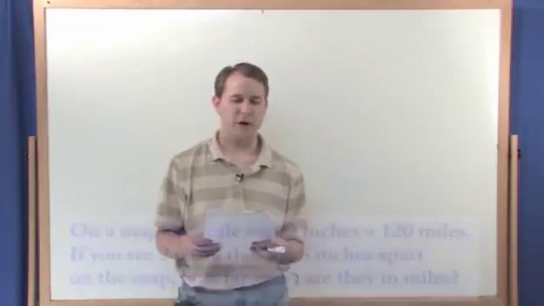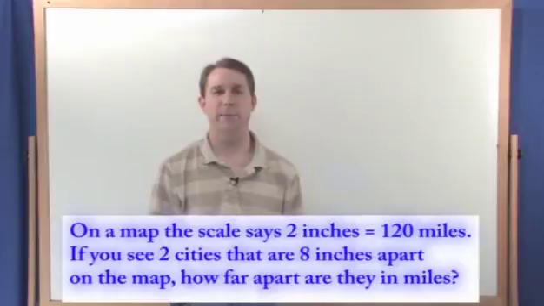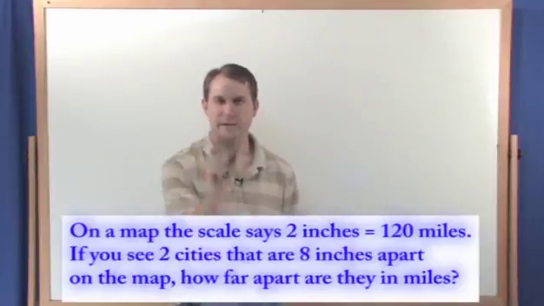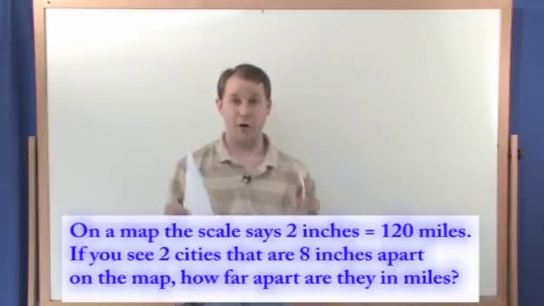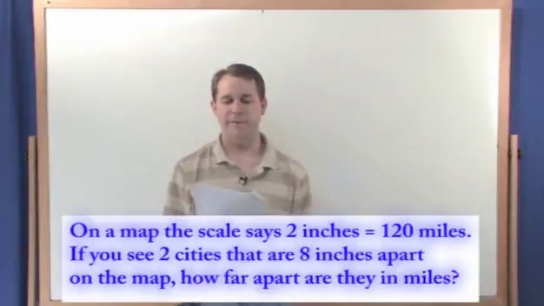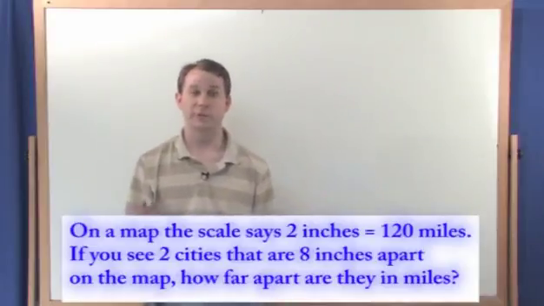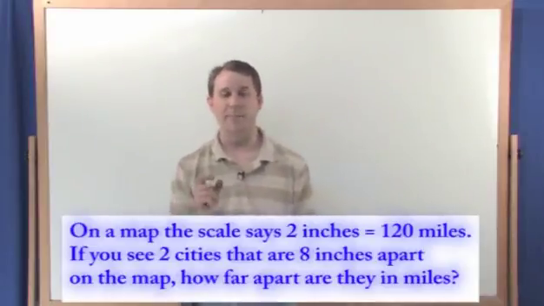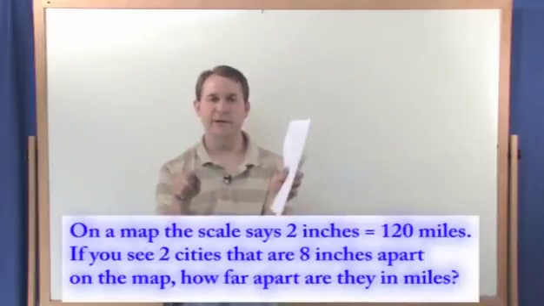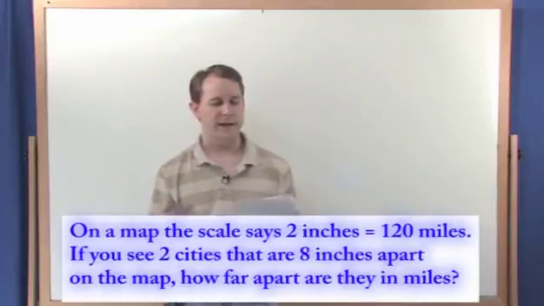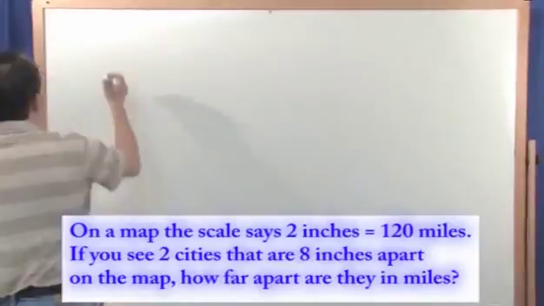Okay, this problem says on a map, the scale says that 2 inches is equal to 120 miles. So 2 inches on the map is 120 miles. If you see two cities that are 8 inches apart on the map, how far apart are they in miles? So you see, this is a perfect example of how ratio and proportion is used in real life, because in a map, every 2 inches here is 120 miles. So if I measure two cities that are actually 8 inches apart, how far apart are they? So we're just going to use our ratio and proportion here.